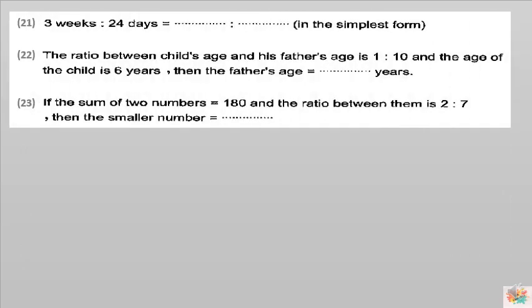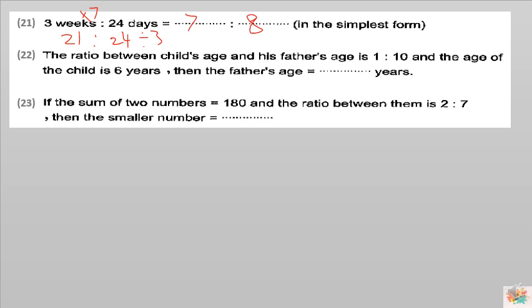The next one. 3 weeks to 24 days. How can we get the ratio of it? So 3 weeks with days. How many days are in a week? Yes, a week has 7 days. So 3 weeks means 21 days, we multiplied by 7. And here, 24 days. We start to divide by 3, so the answer will be 7 to 8.